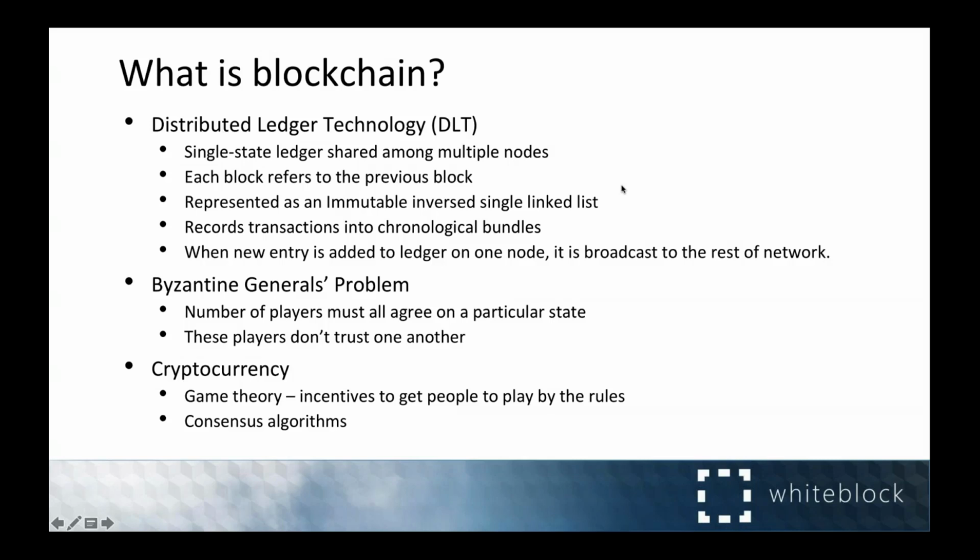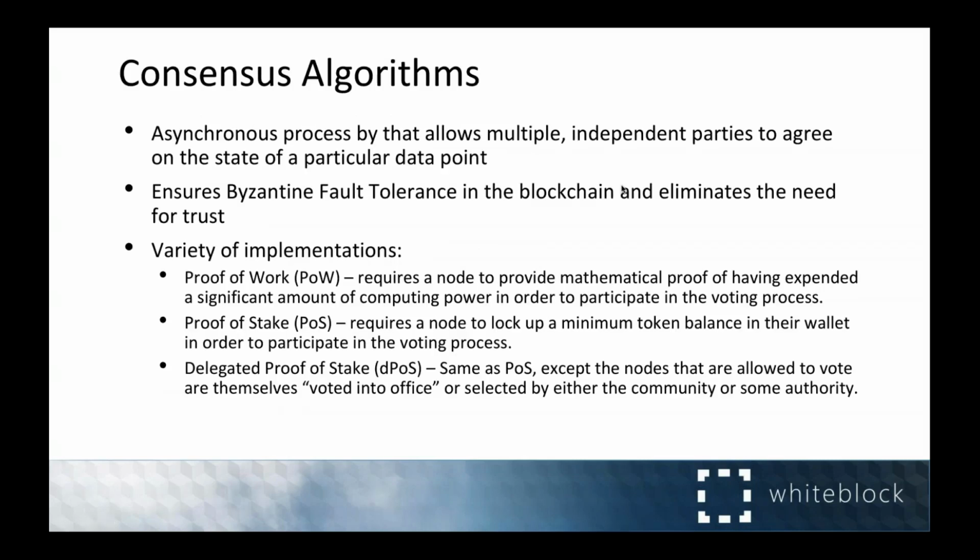And let's move on. Consensus algorithms are an asynchronous process that allows multiple independent parties to agree on the state of a particular data point. That ensures Byzantine fault tolerance in the blockchain network and eliminates the need for trust. There's a variety of implementations. There's proof of work, traditionally found in Bitcoin. That requires the node to provide mathematical proof of having expended a significant amount of computing power in order to participate in the voting process.